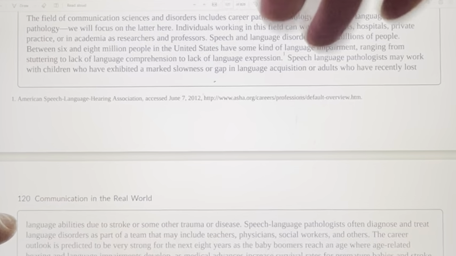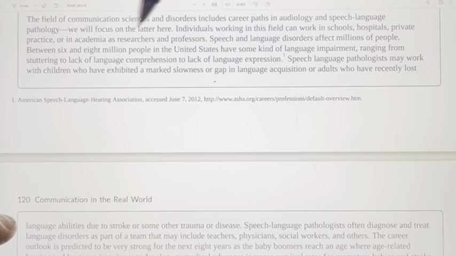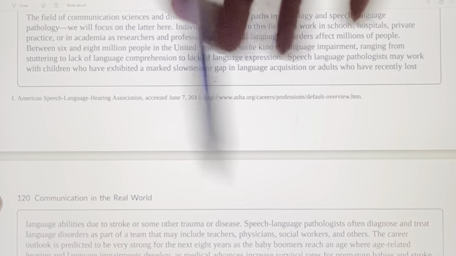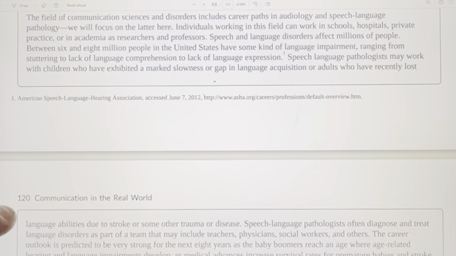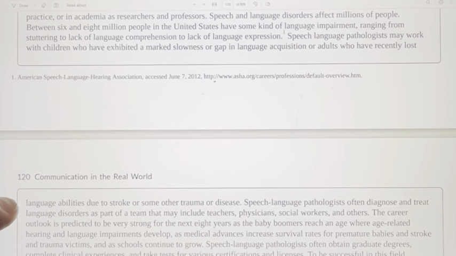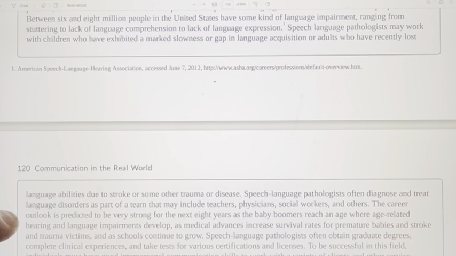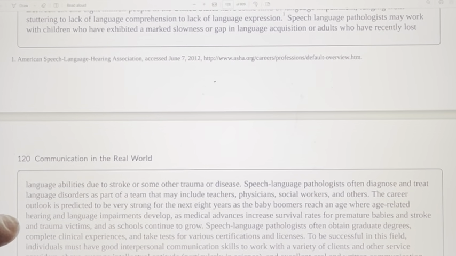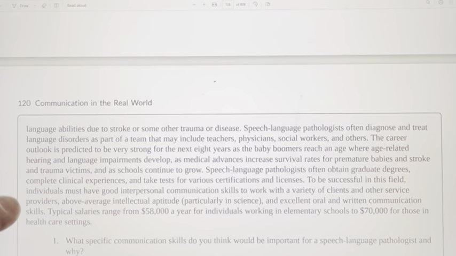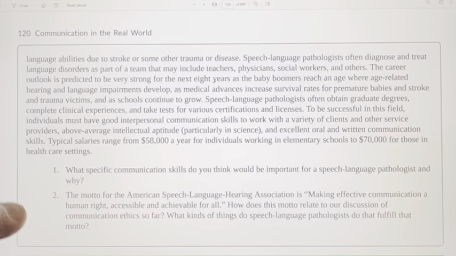For example, if I was saying something right now and I said the following sentence, "stuttering to lack of," that's stuttering. It's a disfluency of speech. It's a lack of smooth speech. But some stuttering is normal. Just because you have some language difference doesn't mean you have a language disorder. Speech-language pathologists may work with children who have exhibited a marked slowness or gap in language acquisition, or adults who have recently lost language abilities due to a stroke or some other trauma or disease.